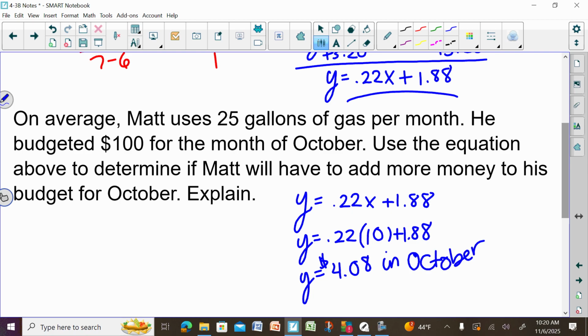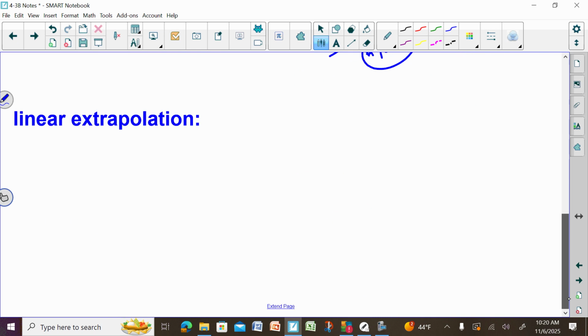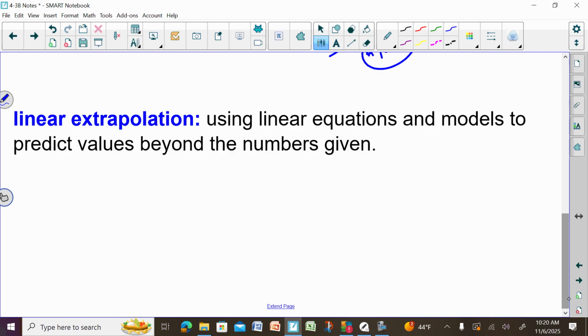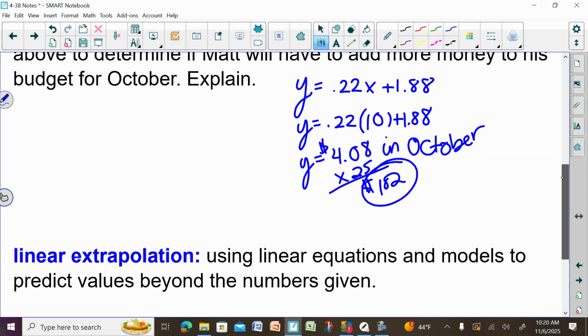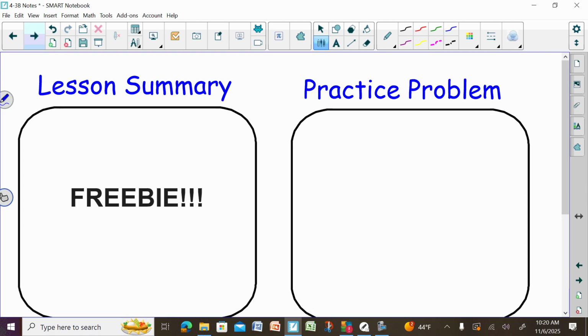So if he uses 25 gallons, if you multiply that by 25, he's going to be shy. He needs $102 in October. So little extrapolation there. I know in the bottom there, it talks about using the linear extrapolation. It's where you model beyond what you have. We can talk a little bit more about that in class, about saving up money and that sort of thing, budgeting, and using linear data to do that.